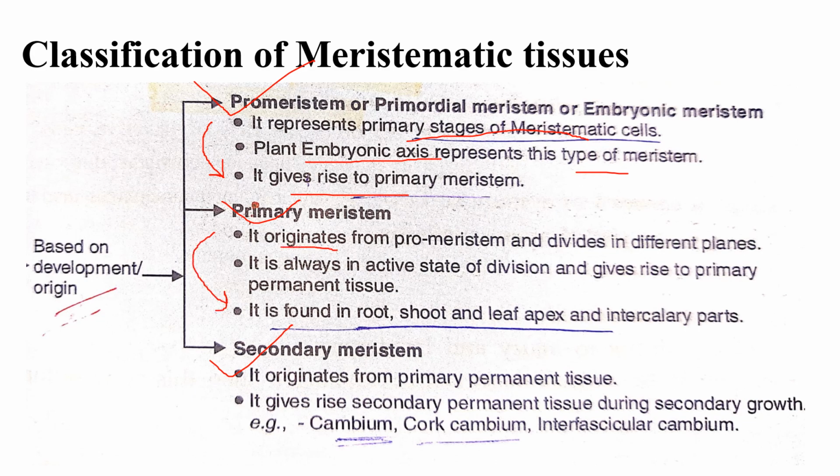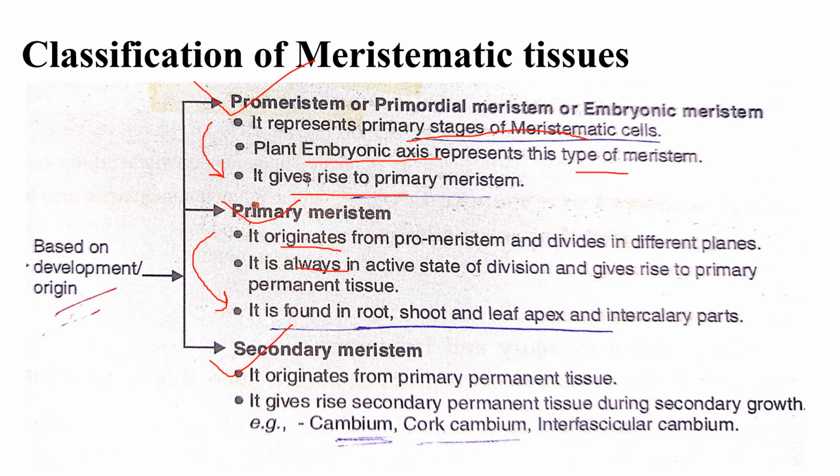And what is primary meristem? The meristem which forms from the pro-meristem is known as primary meristem. It is always in an active state of division and gives rise to primary permanent tissues. It is found in the root and shoot apical meristem, leaf apex and intercalary parts. Pro-meristem is present in the embryonic stage. Then from pro-meristem, primary meristem forms. From primary meristem, primary growth of the plant occurs.